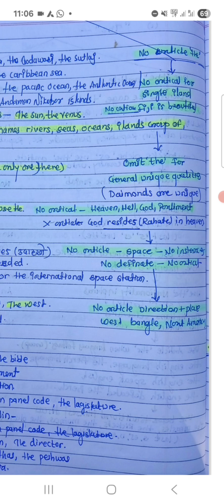No article for direction plus place, that means West Bengal. Definitely before a direction we use the article the, but for West Bengal, west is the direction and Bengal is a state. So west means direction plus place, and that time no the is used.